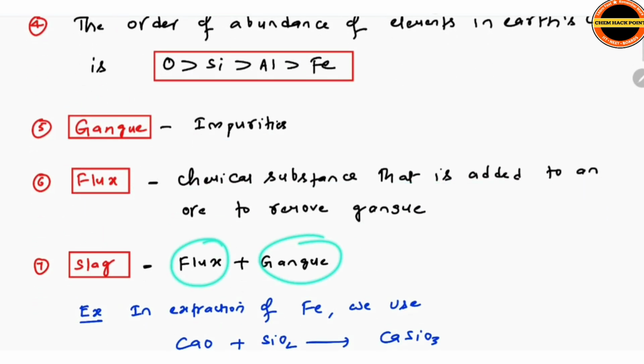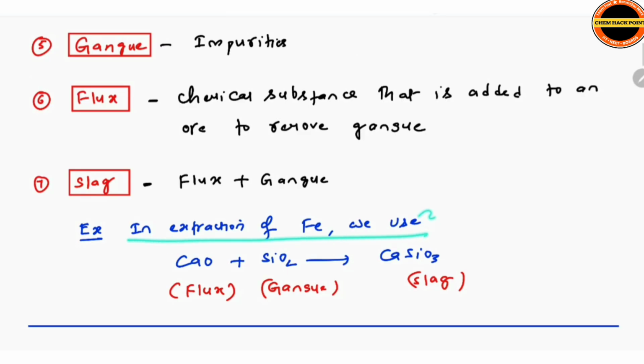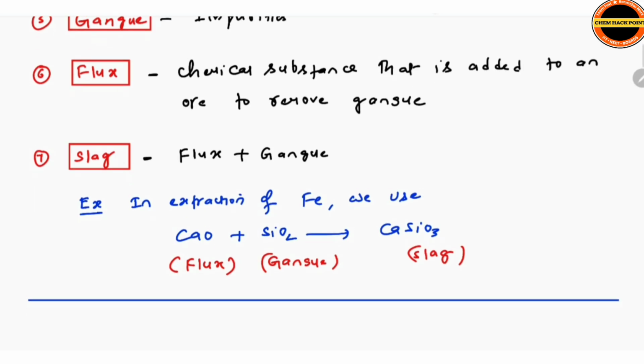Flux and gangue together are called slag. In the extraction of iron we use calcium oxide as flux. Iron ore contains silicon dioxide as an impurity. The flux combines with silicon dioxide to form calcium silicate, which is the slag here.